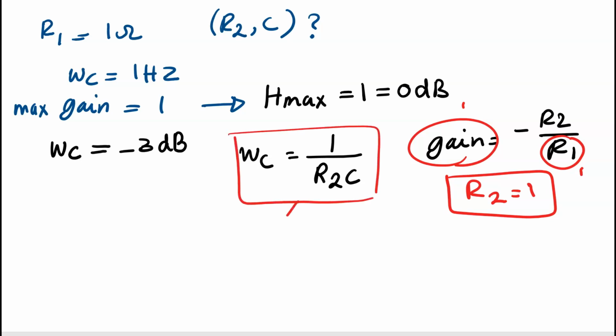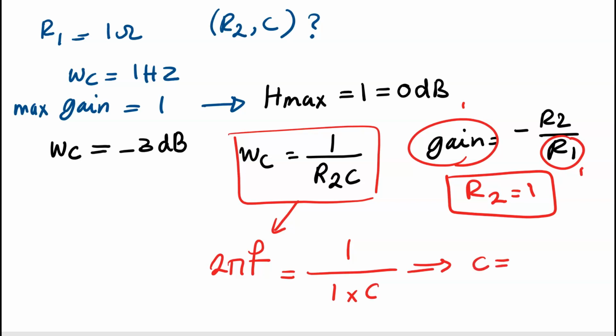So omega is equal to 2 pi f, and that's equal to 1 over R2C, in which R2 is equal to 1. So it tells us that the capacitor value should be equal to 1 as well, because 2 pi f is equal to 1, and your C should be equal to 1 in order to have a low pass filter which has a maximum gain equal to 1 and the cutoff frequency equal to 1 as well.